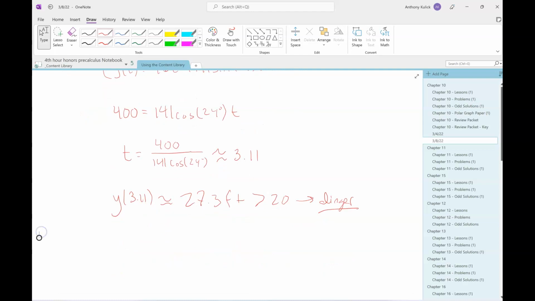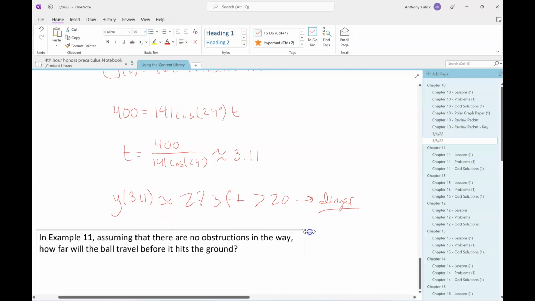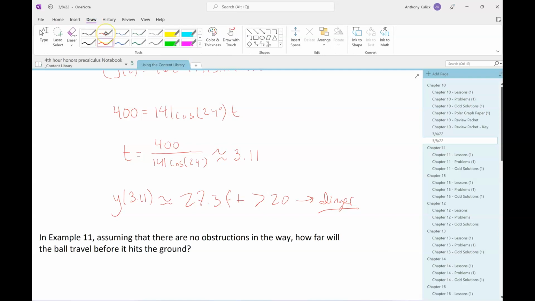Okay. In the same situation, assuming there were no obstructions, that ball just cleared the fence. How far is that going to travel before it hits the ground? Assuming there's not like a stadium in the way, like it's your high school baseball stadium where there's nothing past the fence other than grass or whatever. How far is that ball going to go?